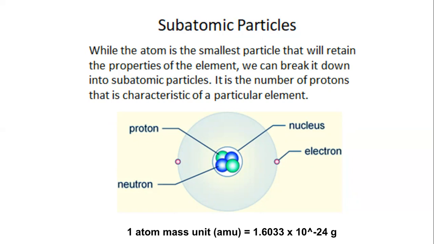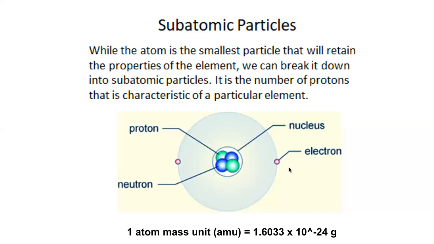So based on that, we come up with this idea of the atom and these subatomic particles. While the atom is the smallest particle that will retain the properties of the element, we can break it down into subatomic particles. It is the number of protons that is characteristic of a particular element. So when we think of this atom here, we can see that it is made up of protons and neutrons, and this densely packed circle, which we call a nucleus. And this nucleus is surrounded by electrons. Protons have a positive charge, neutrons are neutral, and electrons hold a negative charge.